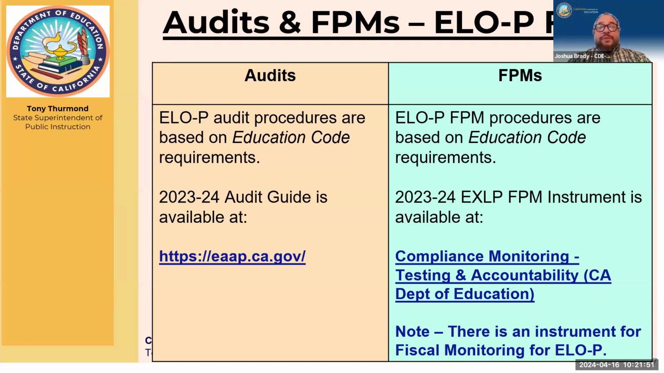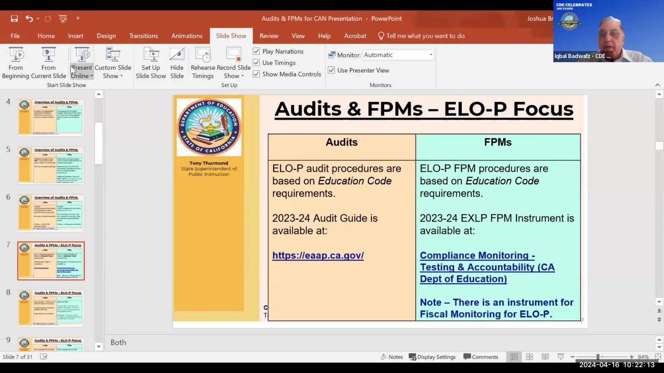These instruments go through a review process internally, then they're shared with the branch, and they're shared with legal before they're even posted to the website. So Iqbal, do you want to add anything? Just wanted to add that Thing has posted the link for the fiscal monitoring ELO-P instrument in the chat. Please take note of that.